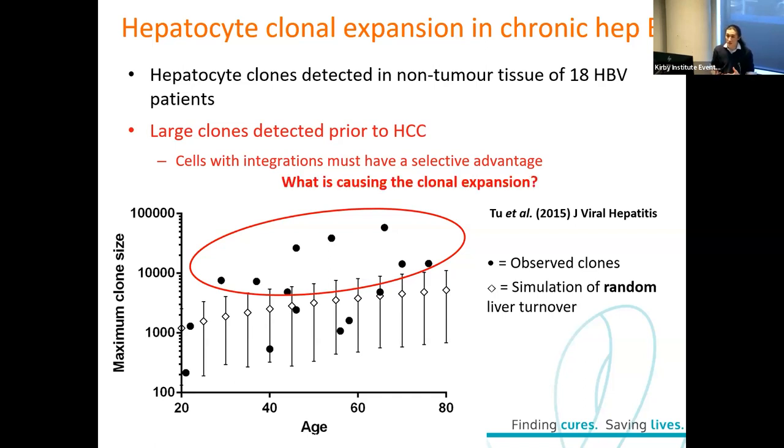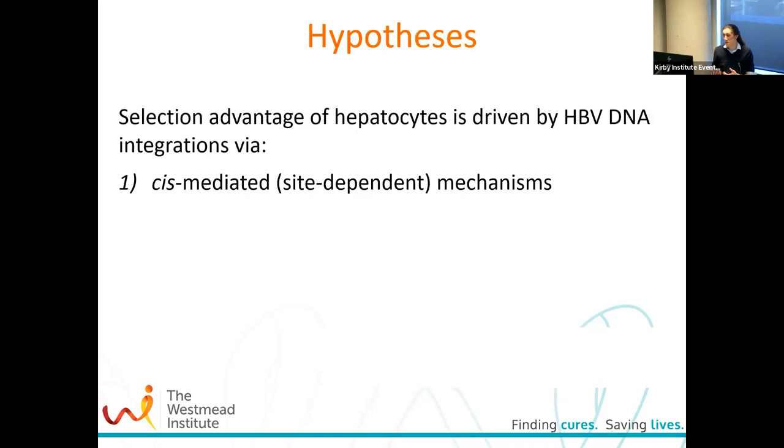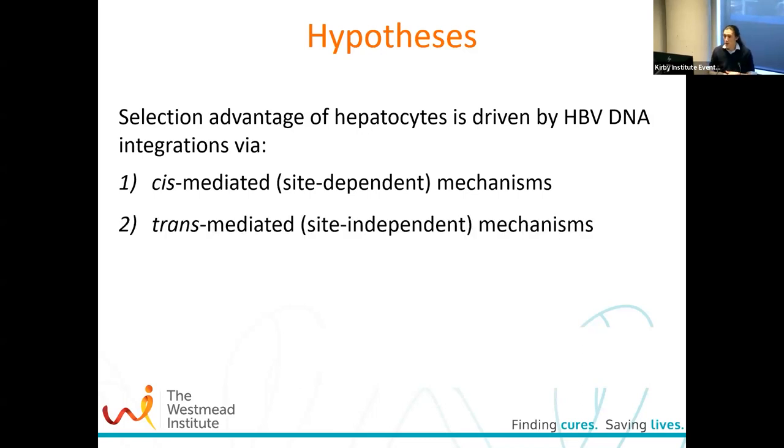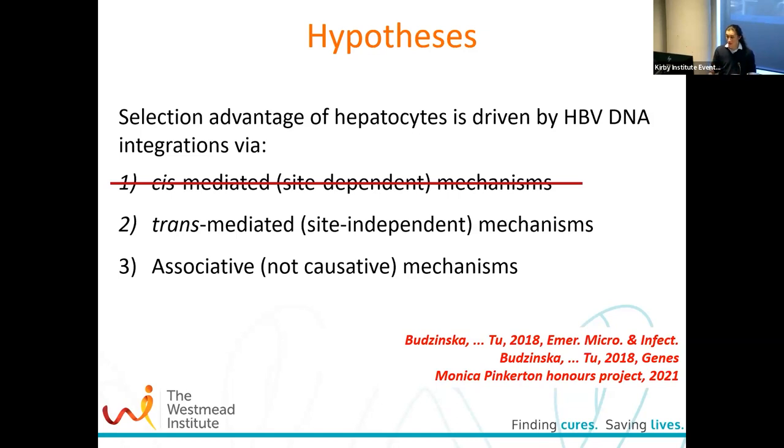So we're now trying to understand what's driving these clonal expansions, because we think that's driving the pro-oncogenic state. So we had several hypotheses. One, that this selection advantage is driven by cis-mediated mechanisms, so site-dependent, where they're integrating into. They could be happening through trans-mediated mechanisms, so maybe something that's coded by the virus itself. Or maybe it's something associative and it's not causative. We ruled out a lot of the cis-mediated mechanisms when we looked at where these integrations were happening in the pre-oncogenic state. We found no enrichment in particular areas of the genome. So they match completely with our random model.